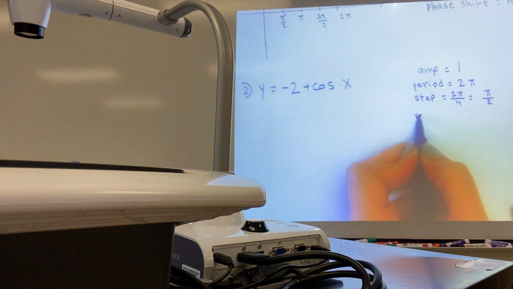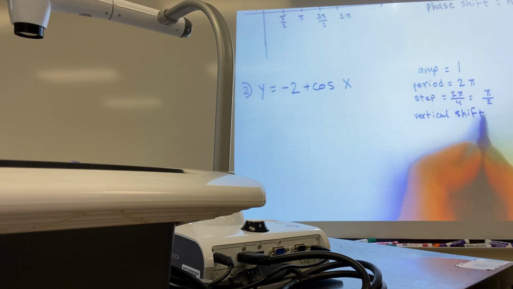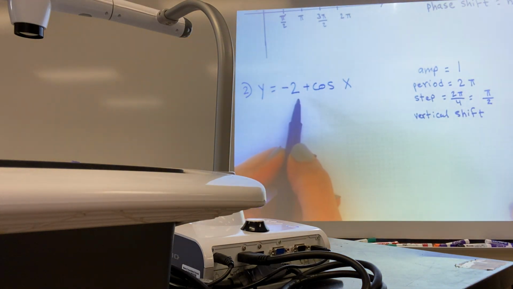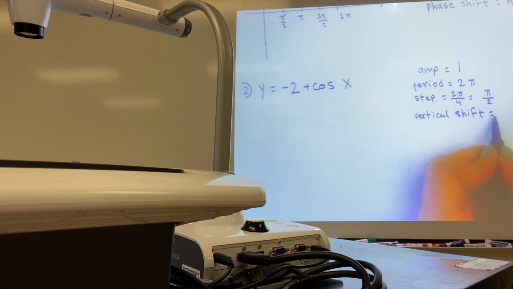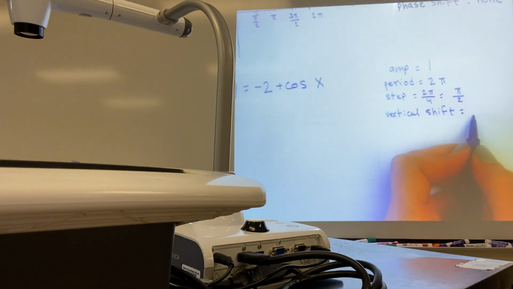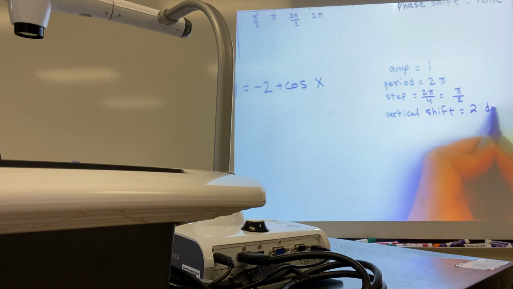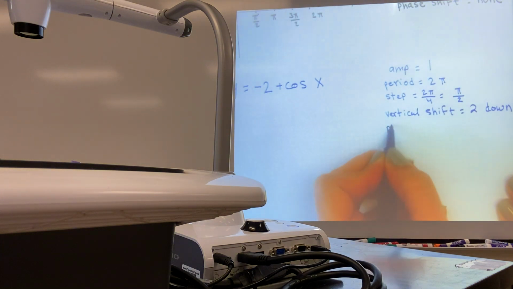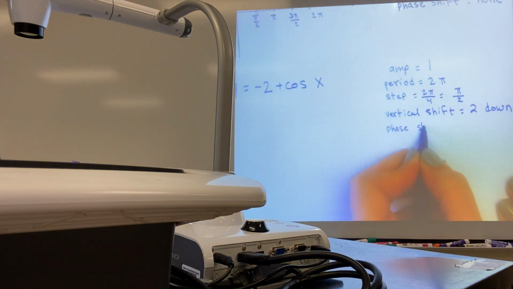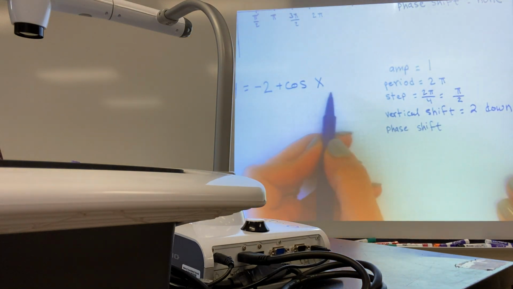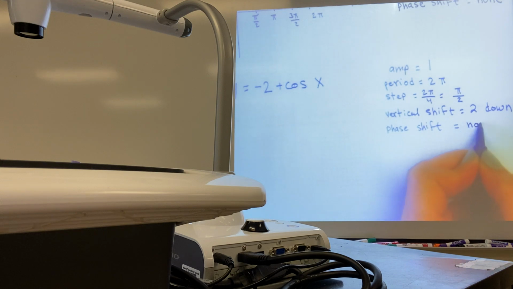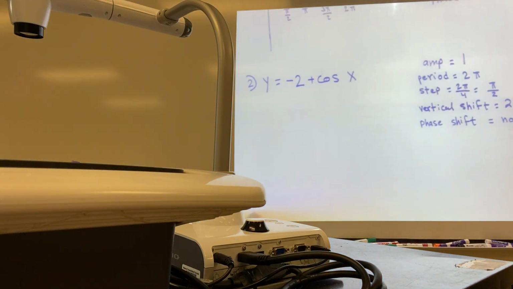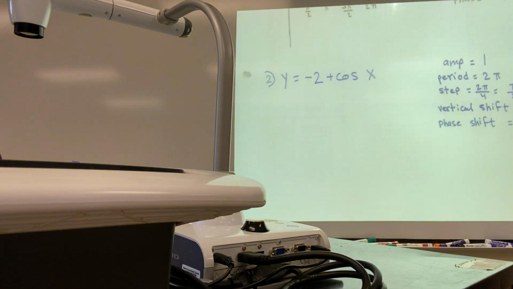And the vertical shift, let's see, what is the vertical shift? It's -2, so that tells me that my graph is shifted 2 units down. So I'll say 2 down. And phase shift, I don't have a phase shift here because it's only x by itself, so I'm going to say none. Okay. Now let's graph this function.